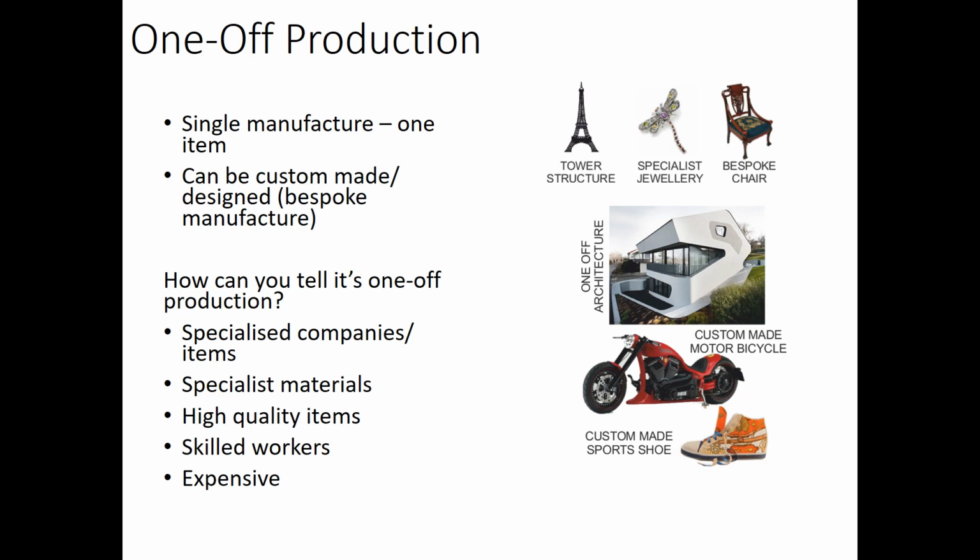First one we're going to look at is one-off. So this is a single manufacture, it's just one item. It's normally custom made and designed. It's bespoke in how it's manufactured. So how can you tell if it's a one-off production? Normally specialist companies, normally specialist materials, high quality items. They're normally made by skilled workers and they're expensive.